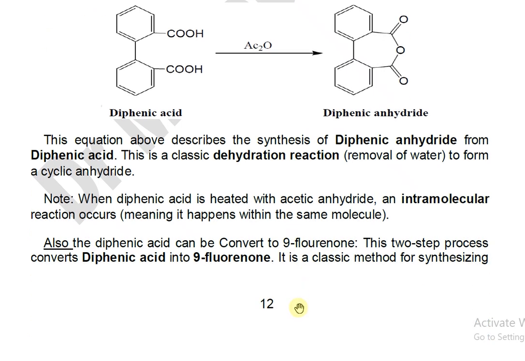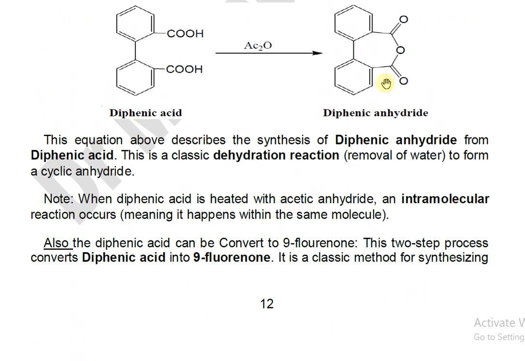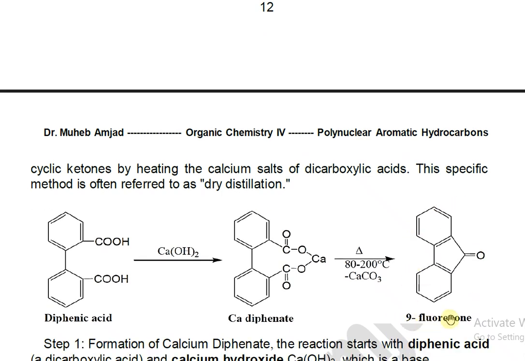Also, the diphenic acid can be converted to 9-fluorenone, in the structure below. This two-step process converts diphenic acid to 9-fluorenone. It is a classical method for synthesizing a cyclic ketone. This product called 9-fluorenone is obtained by heating with the calcium salt. Look here, this is the calcium salt of the carboxylic acid. The specific method is often referred to as dry distillation.